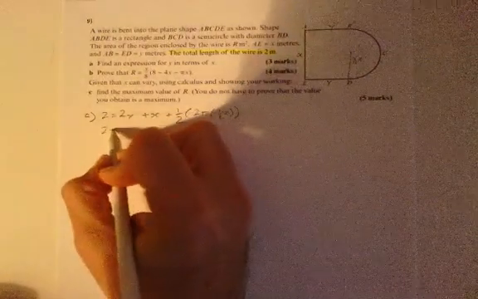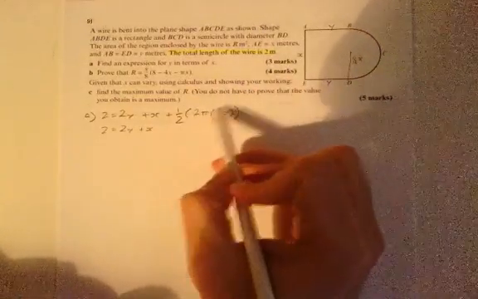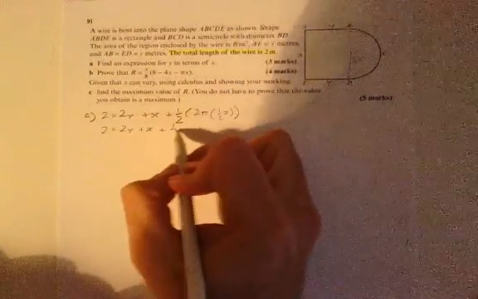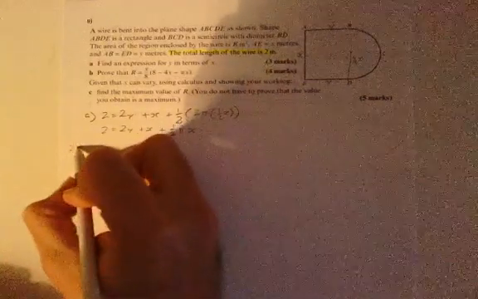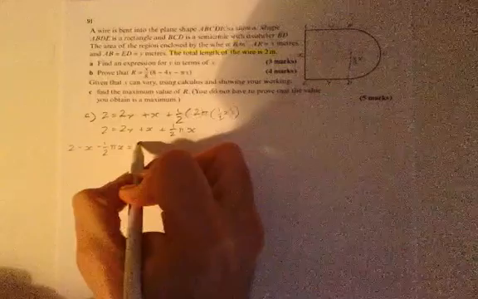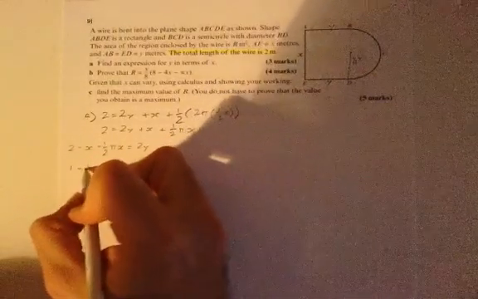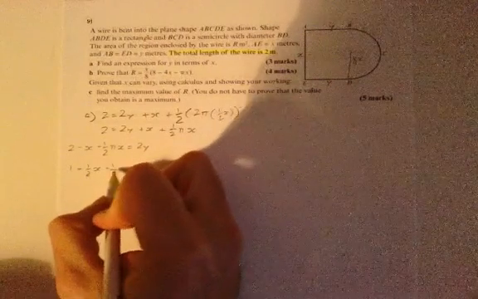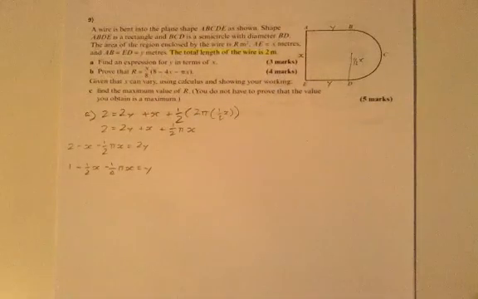Okay, so let's just tidy it up a little bit. Right, so a half times 2 pi gives you 1 pi. So that's going to be a half pi X there. Then I want Y on its own, so I'm going to get everything over to the side. So I'm going to get 2 minus X minus a half pi X equals 2Y. Divide everything by 2. 1 minus a half X minus a quarter pi X must equal Y.